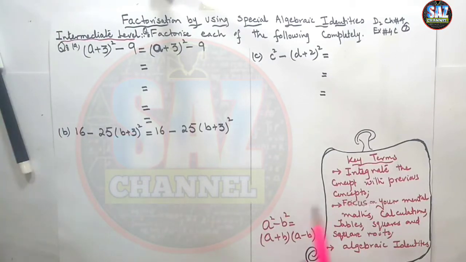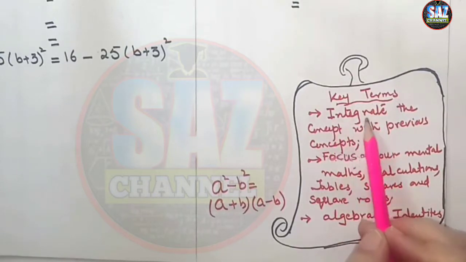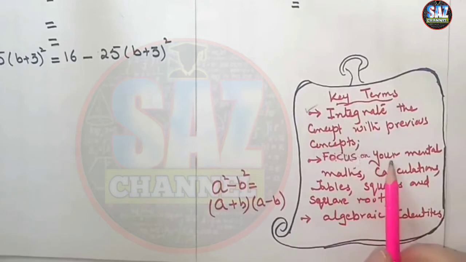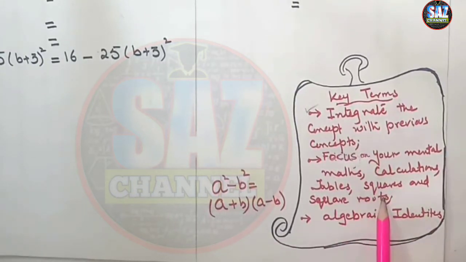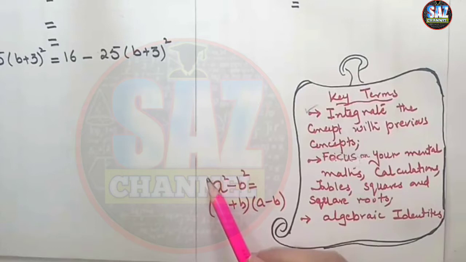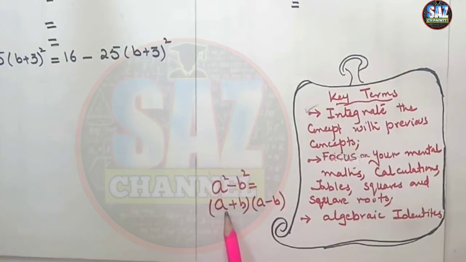Before going to the lesson, there are some key terms that we have to understand. We have to integrate the concept with the previous concepts, and we have to focus on mental math skills, calculations, table squares and square roots, and we should have good command on algebraic identities. The special algebraic identity that is applied on this question is the difference between two squares, that is a square minus b square equals a plus b multiplied by a minus b.